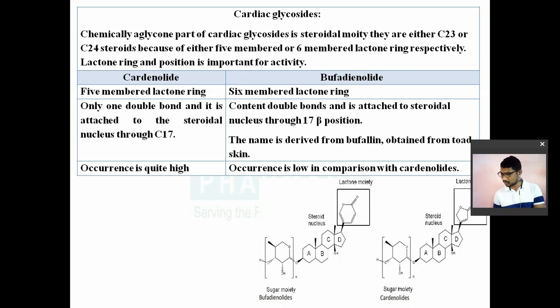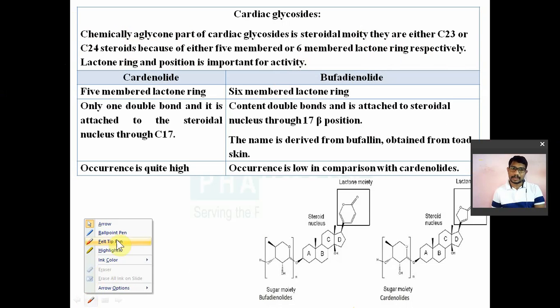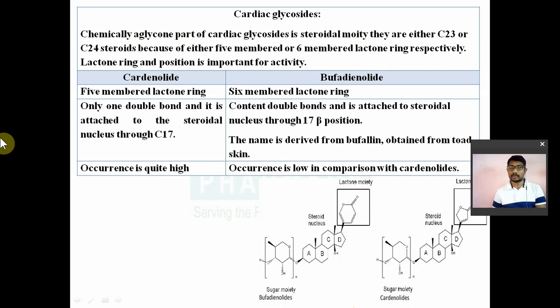Now these cardiac glycosides have a glycon part and an aglycon part. Chemically, the aglycon part of a cardiac glycoside is a steroidal moiety. It is steroidal in nature, either a carbon 23 or carbon 24 steroid. So the aglycon part is nothing but your steroidal moiety. Remember this, they have a steroid as the aglycon part.